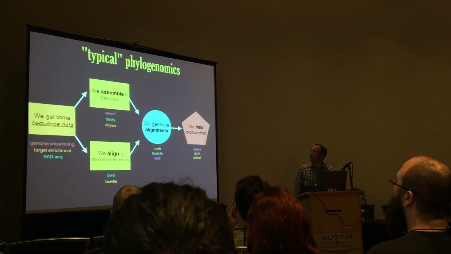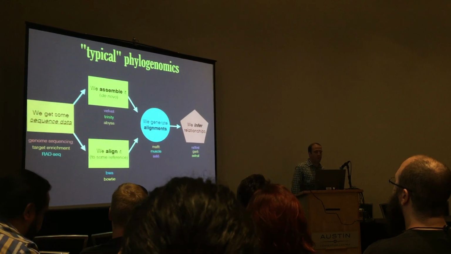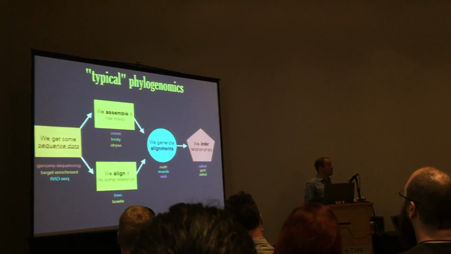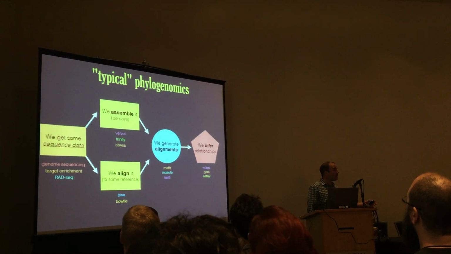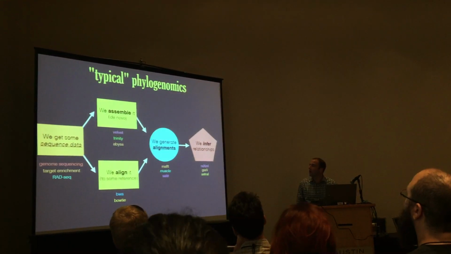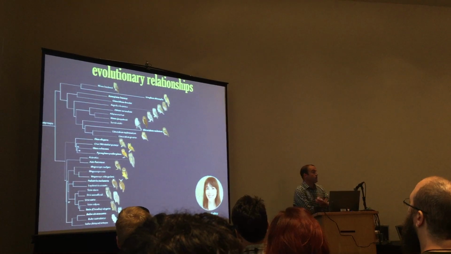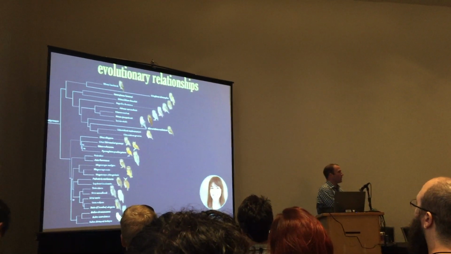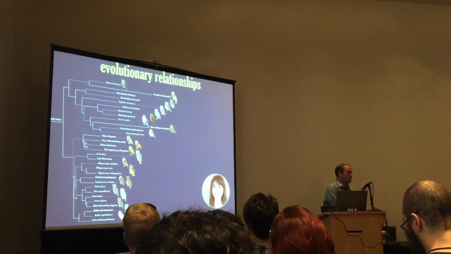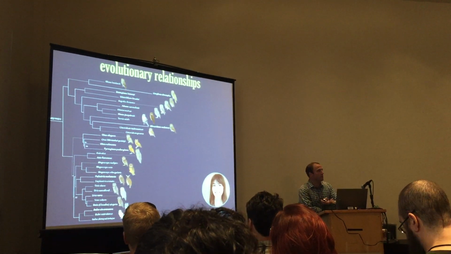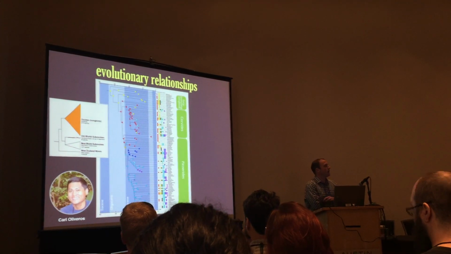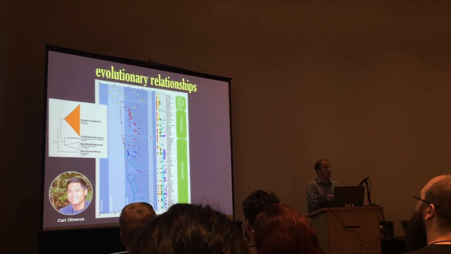After we assemble those data, we generally make alignments from them, and we use those alignments to infer relationships. This isn't anything new for anyone in this room. You've probably all done this or seen this in some way. And what we're basically using all of these data for is to try and infer something about the evolutionary relationships between different species or groups of species. So Jessie did this in her owl talk, Carl did this in the songbird talk, any number of people have done this in their talks at this meeting.